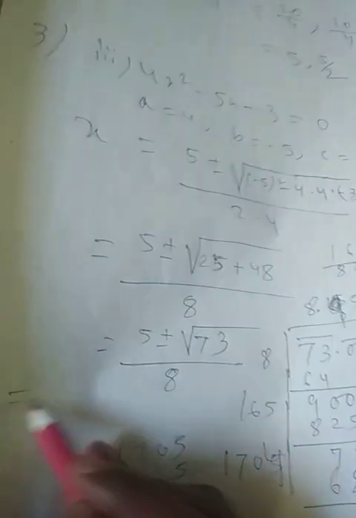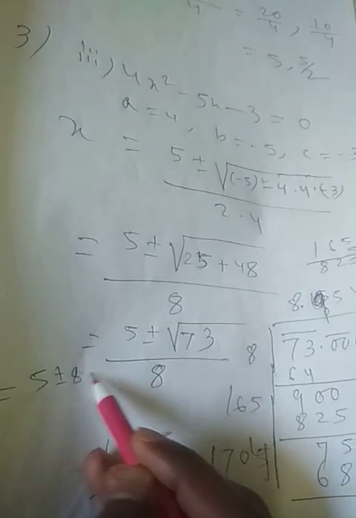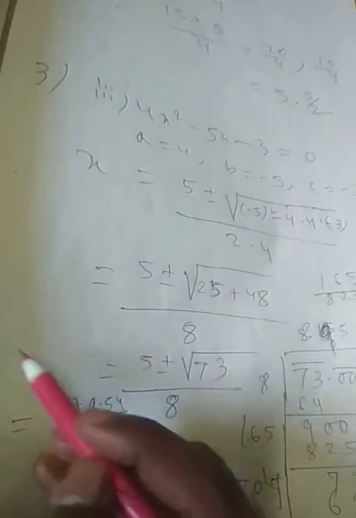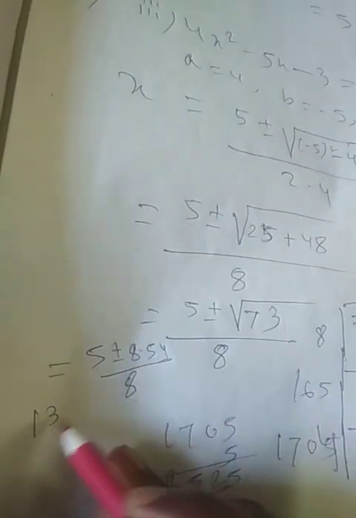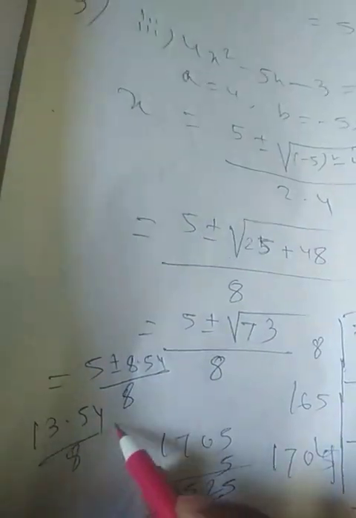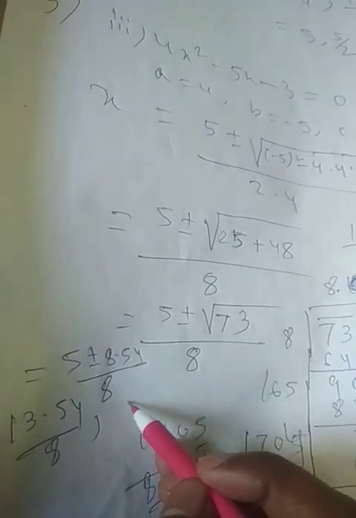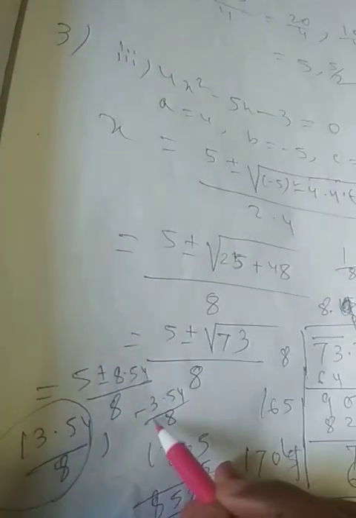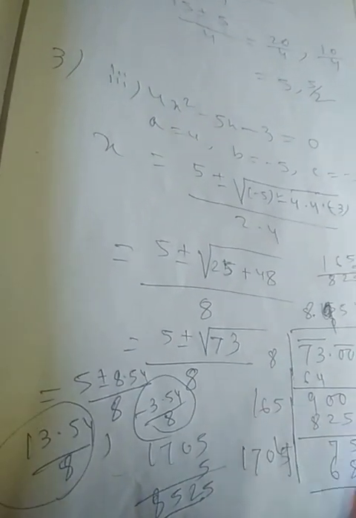8.54. Now you can put the value here: 5 plus or minus 8.54 by 8. So one answer you got is 13.54 by 8. The other answer is 5 minus 8.54, that means minus 3.54 by 8. There are the two answers. You understand the math, I think.